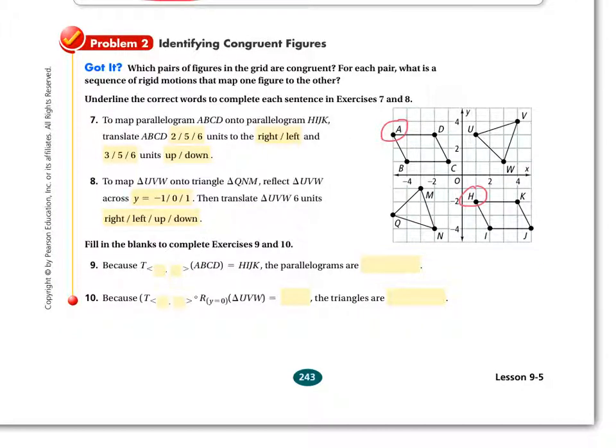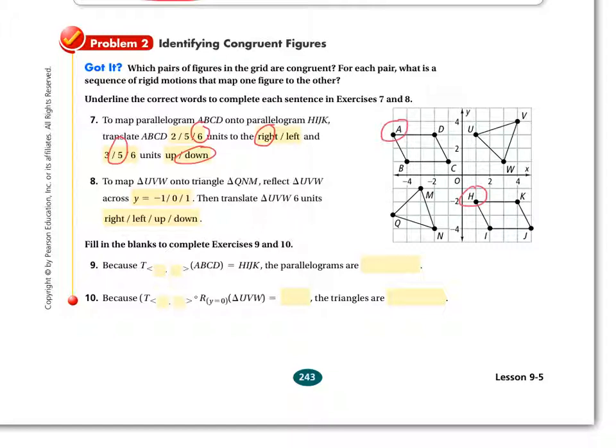To map the parallelograms, translate ABCD. What did we say? How many units to the right? So 6 units to the right. And how many units down? Was it 5 units down? 5 units down.